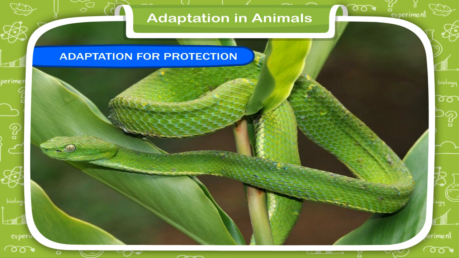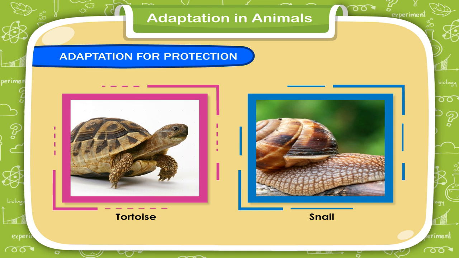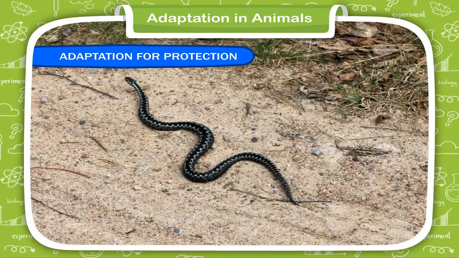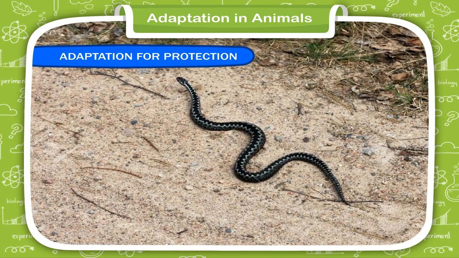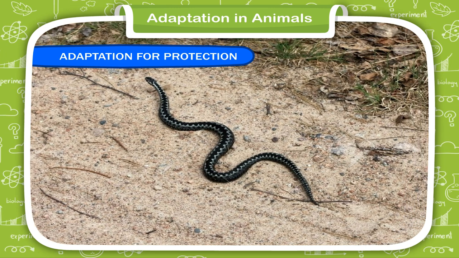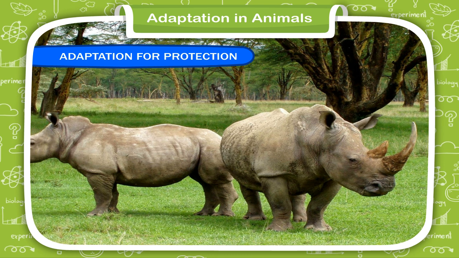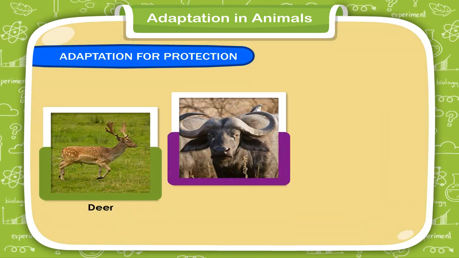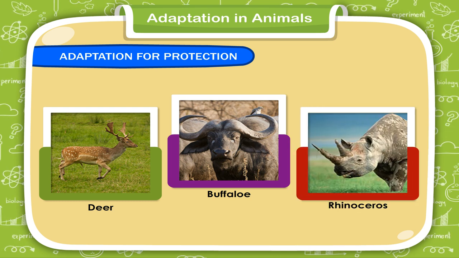Some animals, such as tortoises and snails, have hard shells on their bodies for their protection. Some animals, like snakes, protect themselves by pretending to be dead when they are in danger. Some animals have strong horns. When they see any opponent, they use their horns to fight. Deer, buffaloes, rhinoceros, etc. have horns.